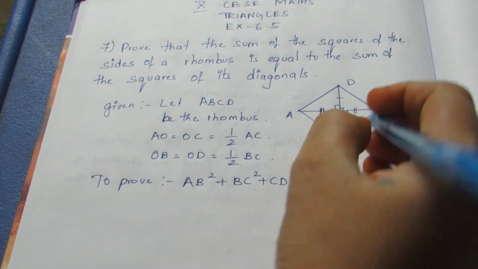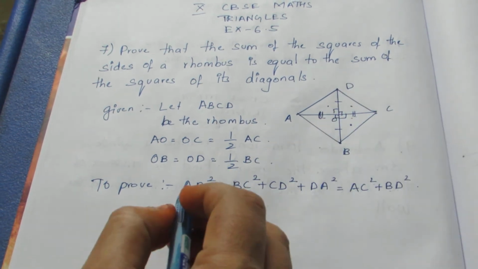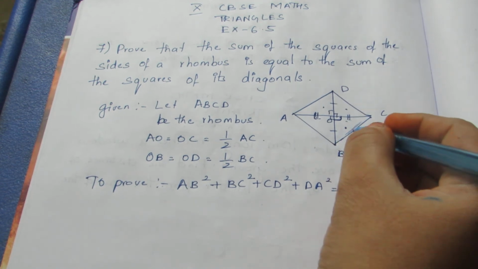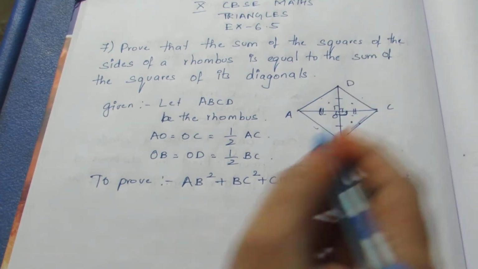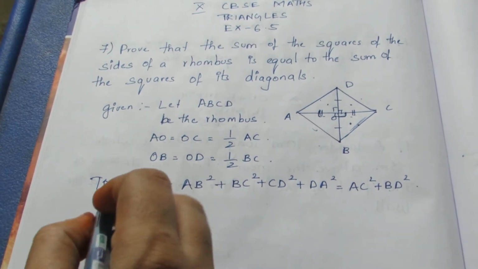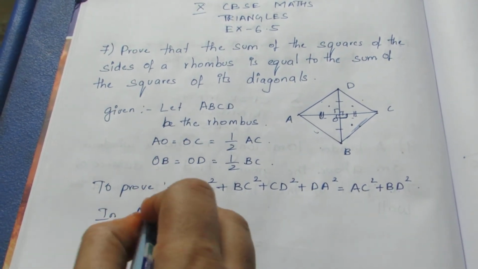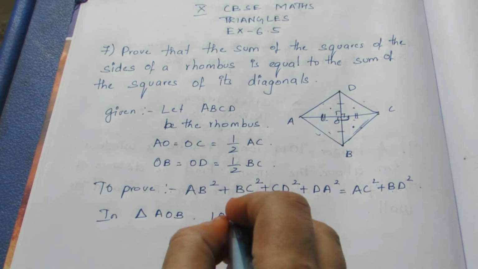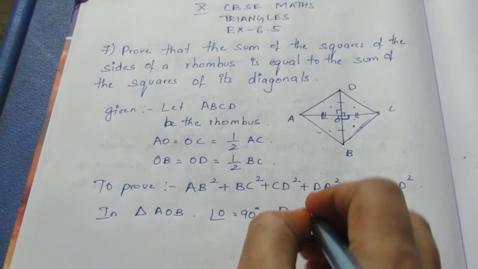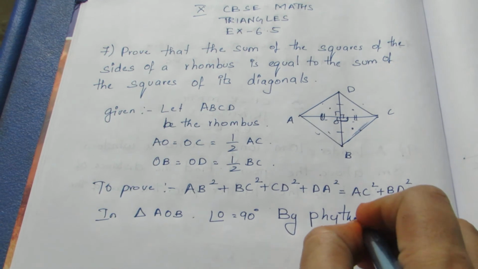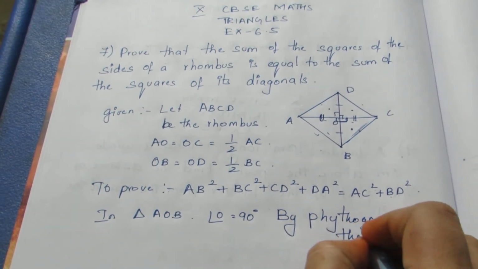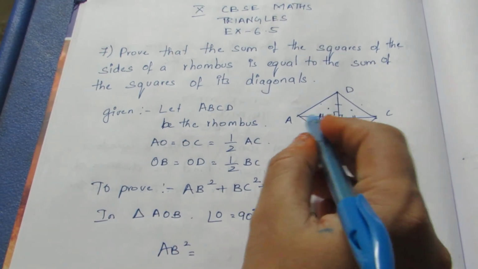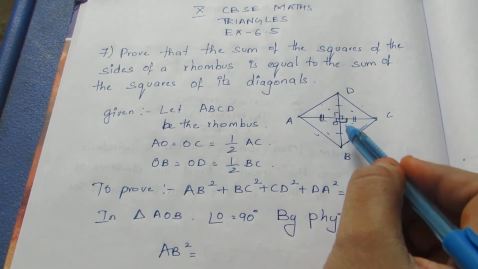So let us take each and every triangle and add them. We know that this is 90 degrees, so by the Pythagoras theorem we can find all the side squares. So it will be easy for us to add everything. In triangle AOB, as O is 90 degrees, by Pythagoras theorem, AB square is equal to OA square plus OB square.